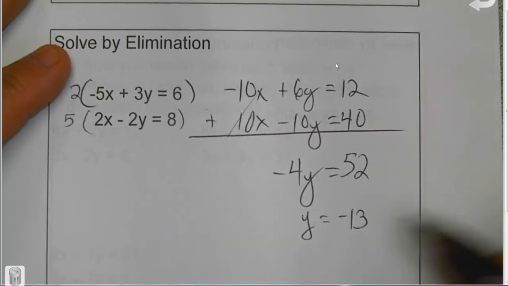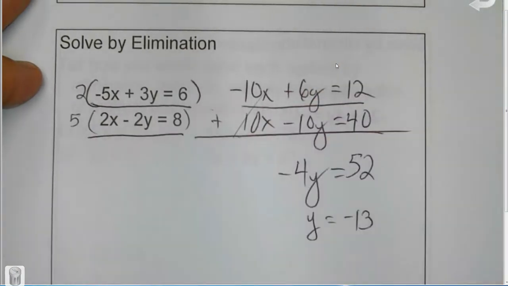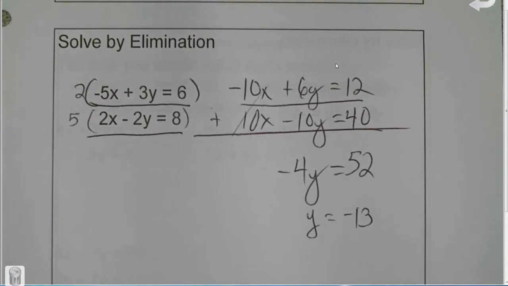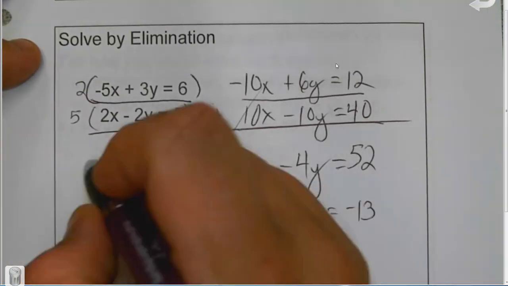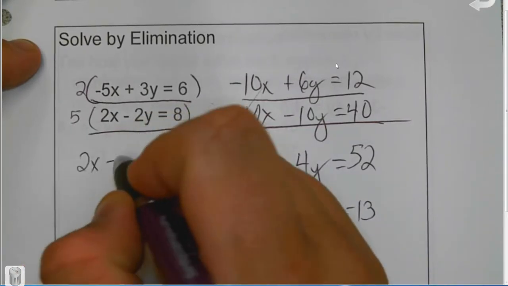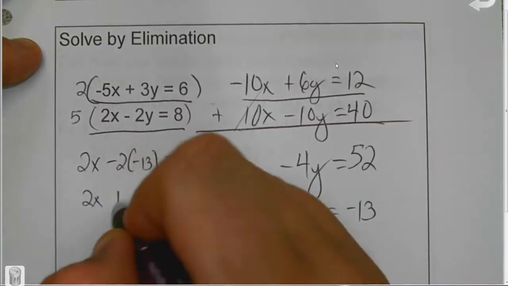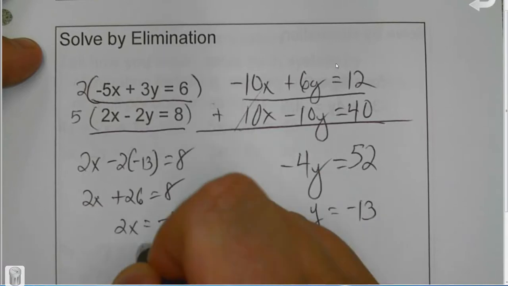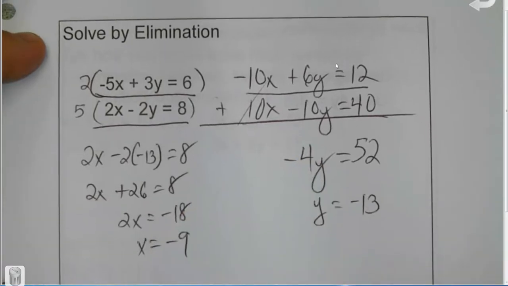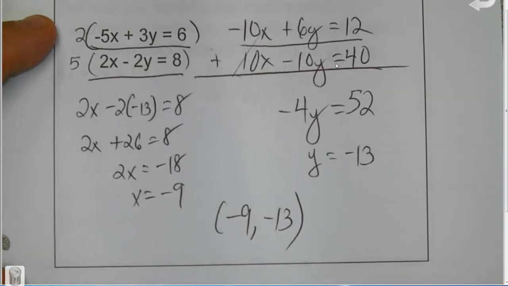Now, I can put this negative 13 in any of the equations. But whichever one I pick, I have to make sure I do it correctly. I'm going to pick this one because it has the smallest numbers. That's always just the way I go. 2x minus 2 times negative 13 is equal to 8. 2x plus 26 is equal to 8. 2x is equal to negative 18. x is equal to negative 9. And so now I have my ordered pair of negative 9, negative 13.